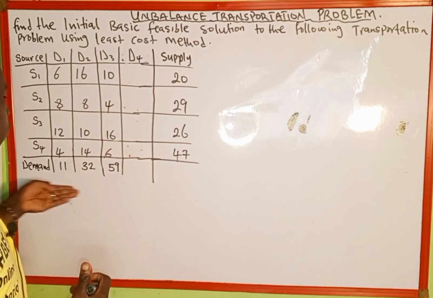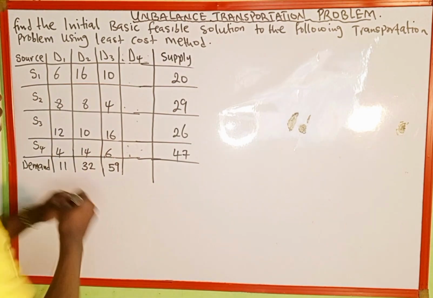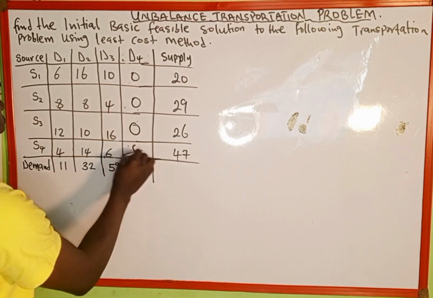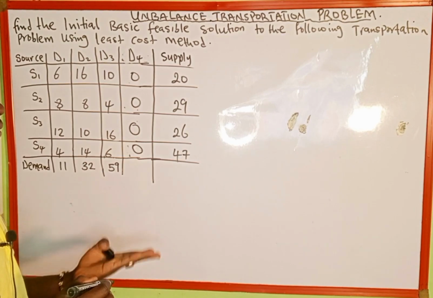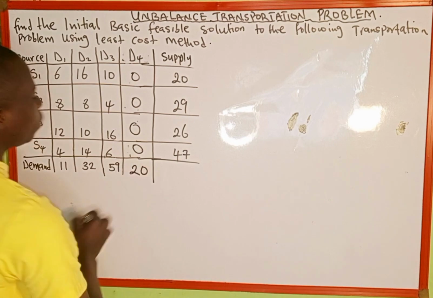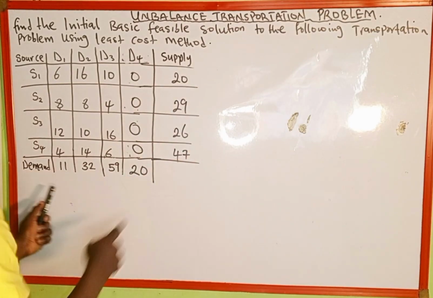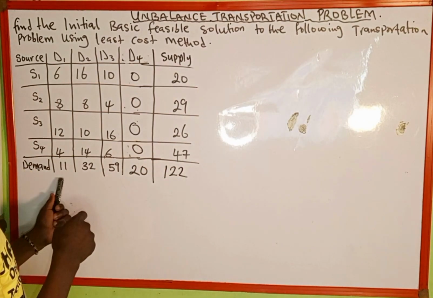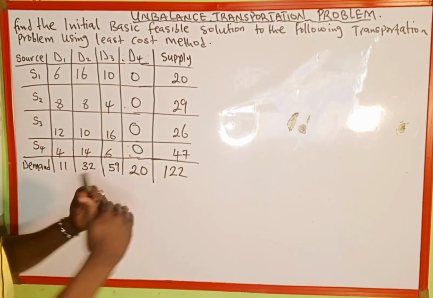So our focus here is to balance demand. Here we are not going to put anything in the column for supply. So this is going to be 0, 0, 0, then 0. But in the demand, we are going to add their difference. What is their difference? 122 minus 102 is going to be what? 20. So we are going to put 20 here. So that if you add 20, 29, 26, 47, it is going to give us 122. And similarly, when we add 11, 32, 59, and 20, it is going to give us 122. Now, this destination is balanced.